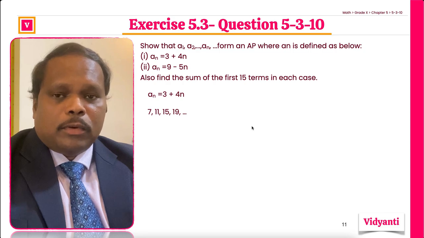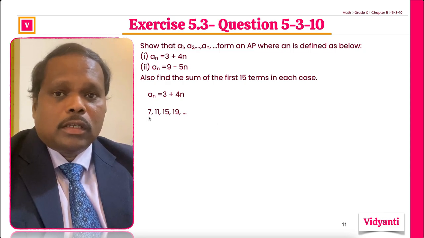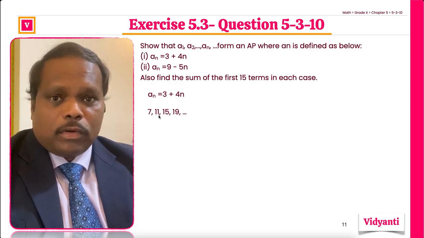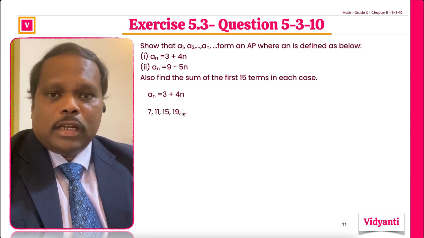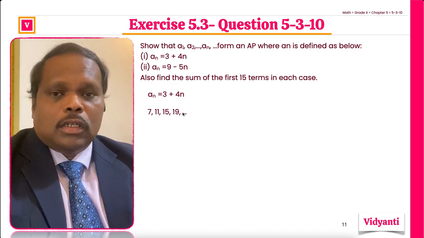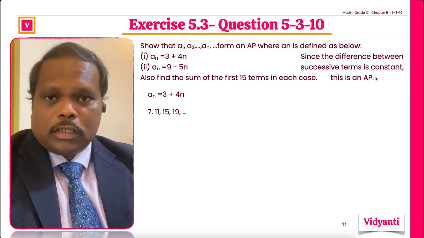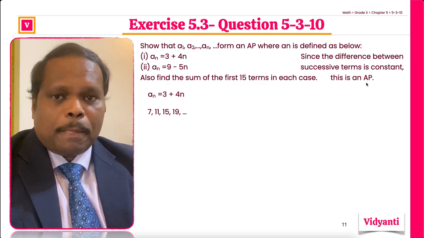Is this an arithmetic progression? Let's check whether the difference between two successive terms is constant or not. The difference between 7 and 11 is 4. The difference between 11 and 15 is also 4. The difference between 15 and 19 is also 4. Since the difference between successive terms is constant, this is actually an arithmetic progression, AP.